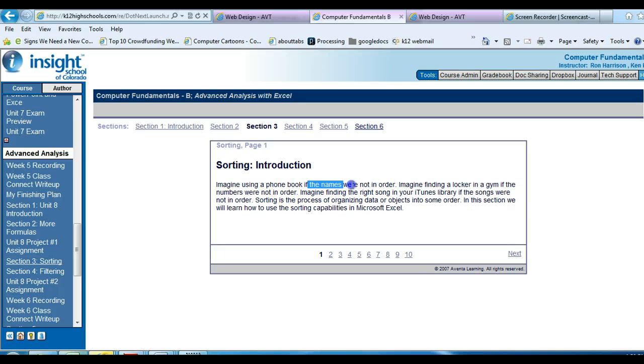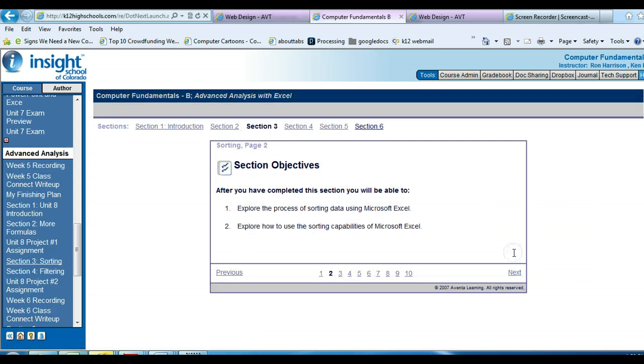So this says, imagine you look at all the names in the phone book if they weren't in order. How would you ever find anybody's name? Or if you have to go to a locker in the gym and the locker numbers were not in order. It'd be impossible to find things, right? So sorting puts things in some order. So sorting is the process of organizing data or objects in some order. So we're going to look at the process of sorting and how to use sorting in Excel.